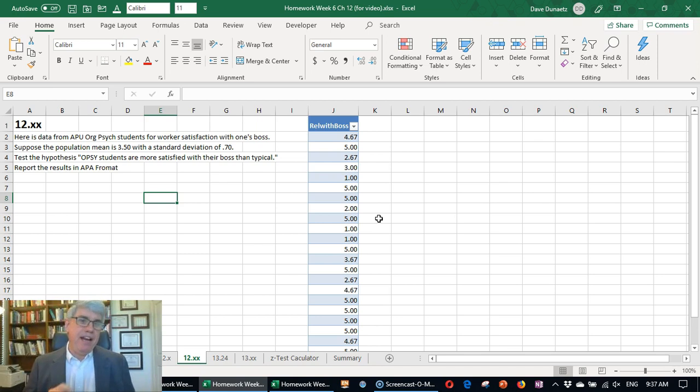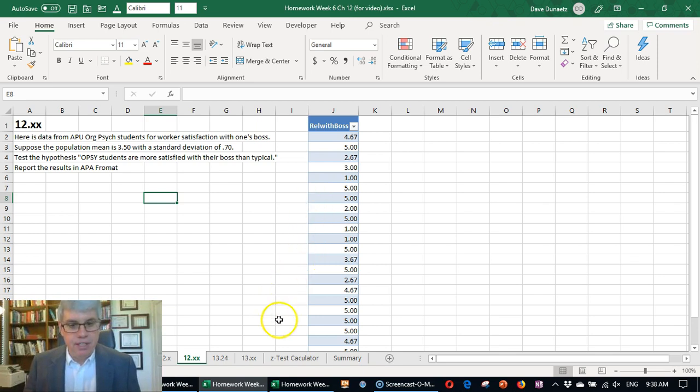And the reason why we might suspect that this is true is because Azusa Pacific's a pretty relational place, and as a Christian university, we put an emphasis on being kind and loving to each other, and hopefully that plays out in the way that we work with each other. And since there's an awful lot of people at work at APU in the org psych program, maybe that will boost up the average to some degree.